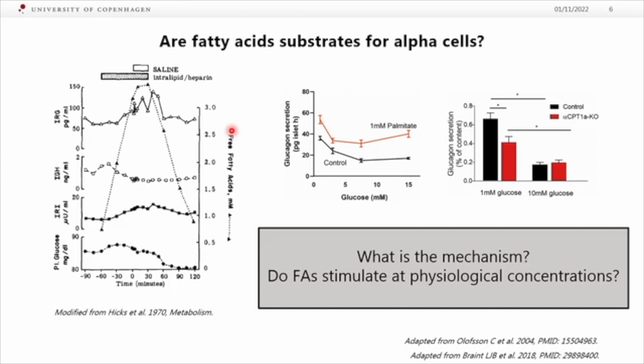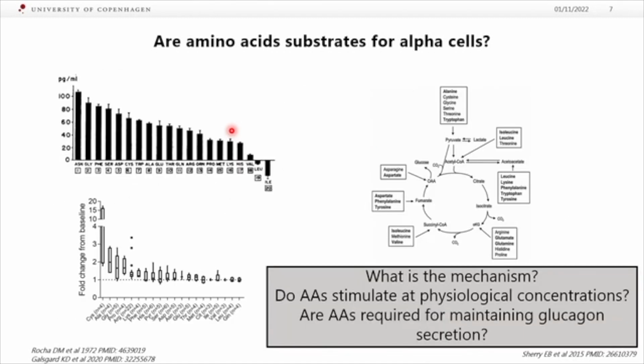And now you're probably thinking, hey, wait, Jens said something about fatty acids, but he also said something about amino acids. And I think that's also a really interesting candidate here, because amino acids can stimulate glucagon secretion, as you see here. This is both old data in dogs, but also newer data in mice. And what you see here on the other side is the metabolism of all the amino acids. And you can see they can definitely contribute to the TCA cycle. But whether they do that in alpha cells, we don't know. We don't even know the mechanism by which they stimulate glucagon secretion. But I hope today we will perhaps get a better idea about this.